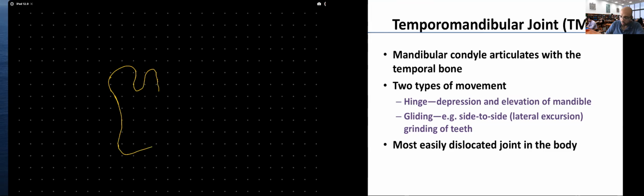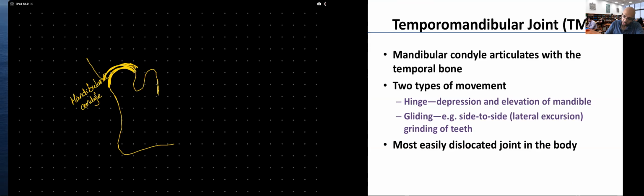It's my temporomandibular joint. The temporomandibular joint, if you remember, this was the articulation between the mandibular condyle of the mandible and the mandibular fossa of the temporal bone.